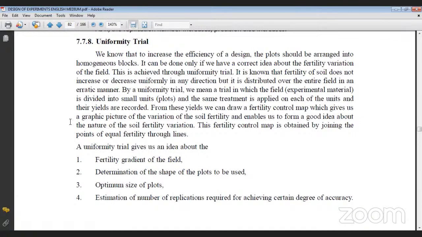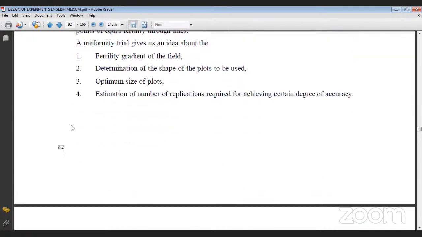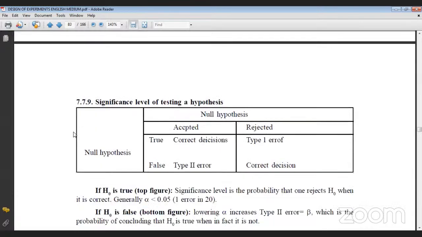It gives us a fertility gradient of the field, determination of the shape of the plots, optimization of plots, estimation of the number of replications required for achieving a certain degree of accuracy. So this is the significance level of the testing.